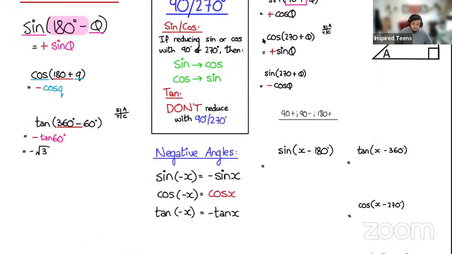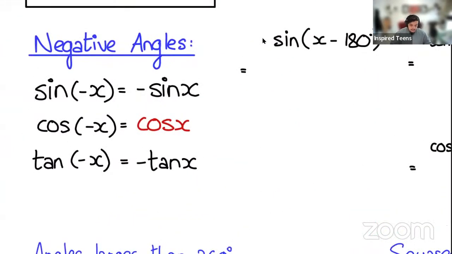Okay, so 90, 270 done. Let's talk about negative angles and the identities of negative angles. So this is simple, okay? How do you work with negative angles?